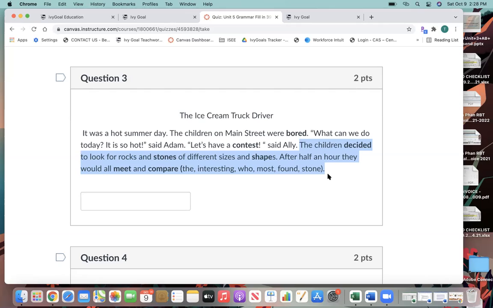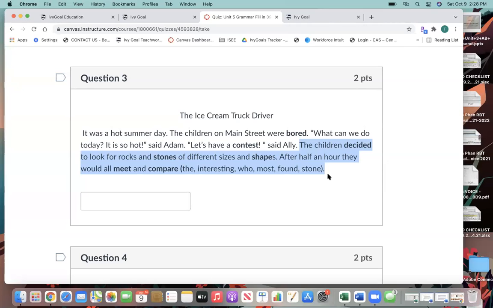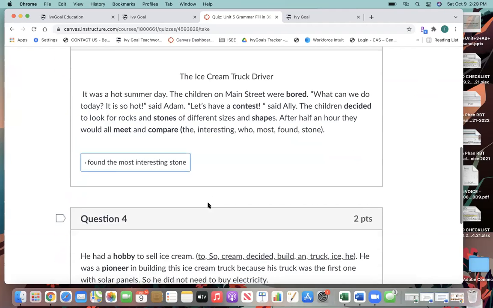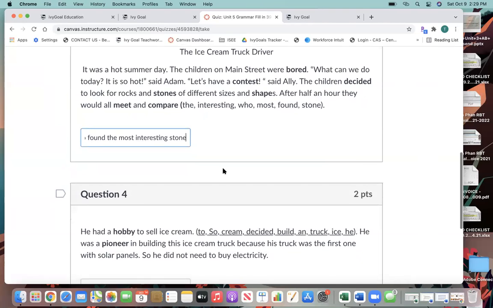I can't hear you. I think you're on mute still. The children decided to look for rocks and stones of different sizes and shapes. After half an hour, they would all meet and compare who found the most interesting stone. Very good.